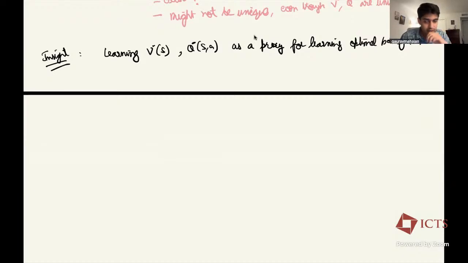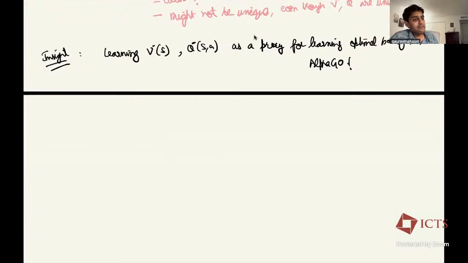That was very influential in AlphaGo and all these successes, where they were learning these Q and V functions. But we are not going to do that. We're going to do direct policy optimization.